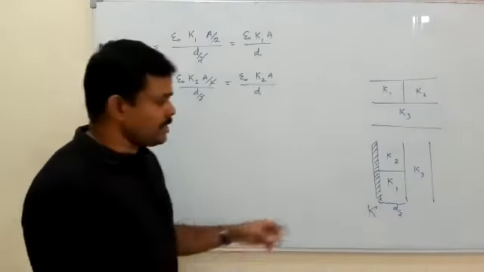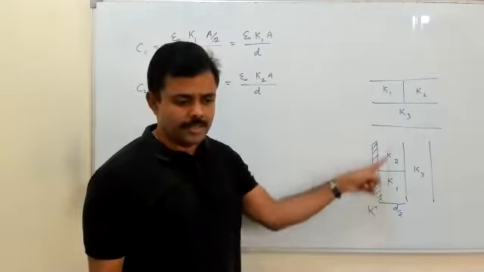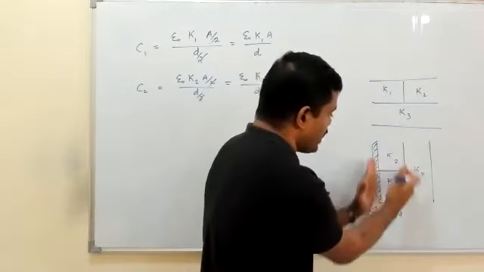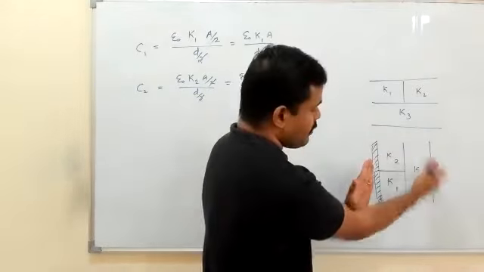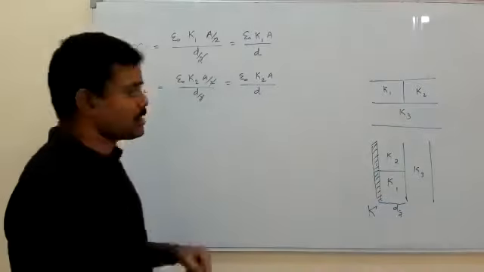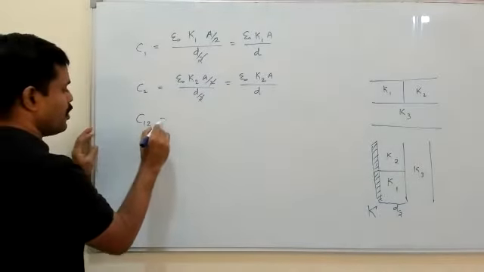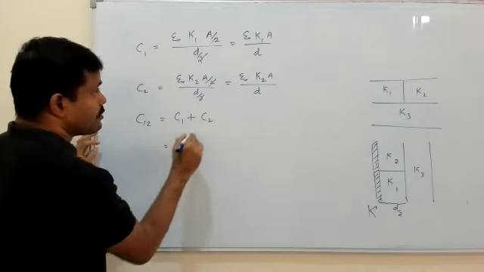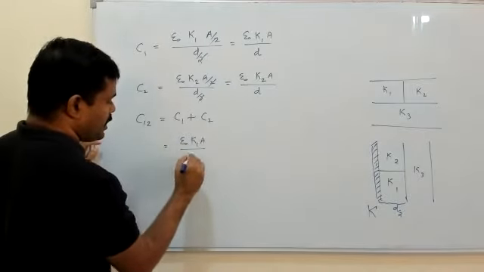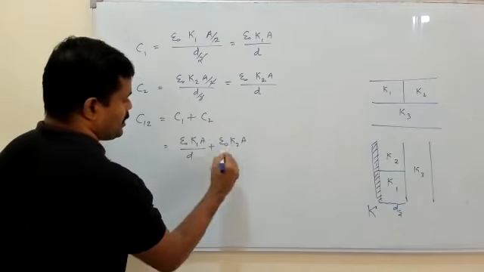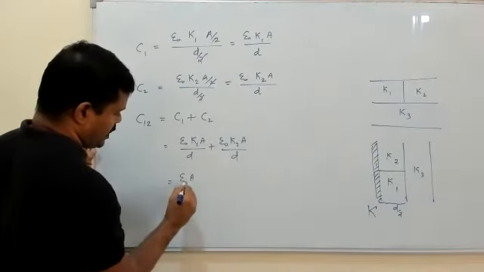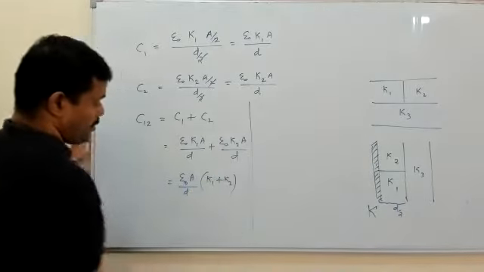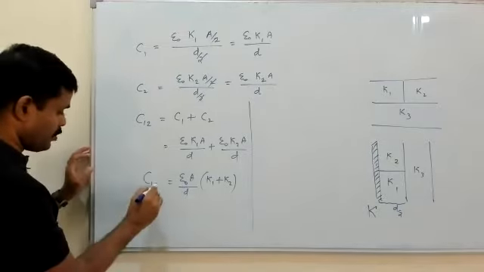Now what sort of a combination are they in? Top half, bottom half is what? It's parallel combination. Then you can take it with K3. How do we take in parallel combination? I am taking C1,2. It is C1 plus C2. It is epsilon 0 K1 A by D plus epsilon 0 K2 A by D. If I take common, that is epsilon 0 A by D into K1 plus K2. So I am halfway through now. This is C1,2, between 1 and 2.